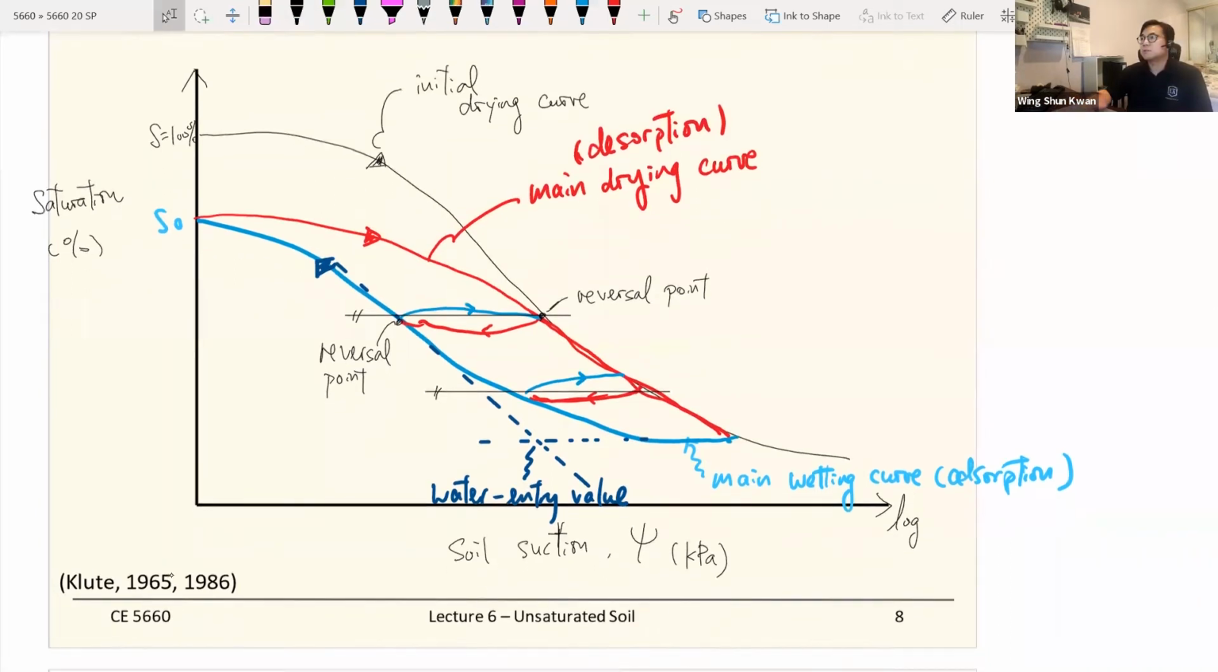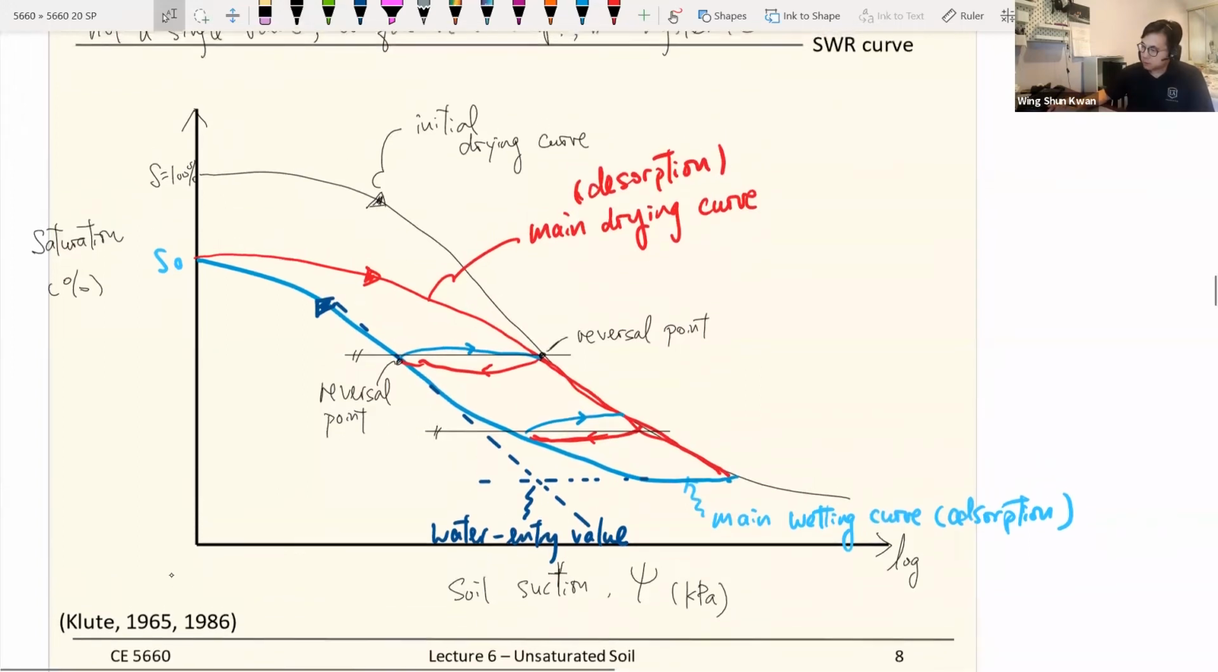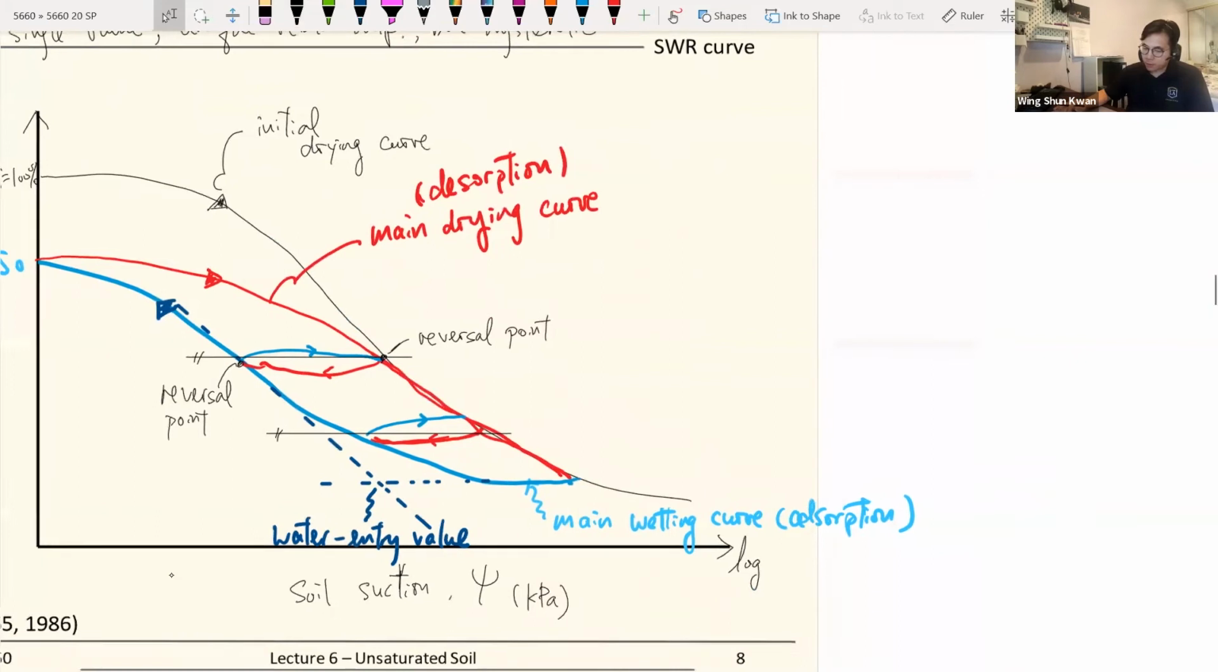Any questions? So those are very conceptual, but that's what happens, or engineering-wise, how we handle unsaturated soil mechanics. So a couple of key points here. Those hysteresis loops.